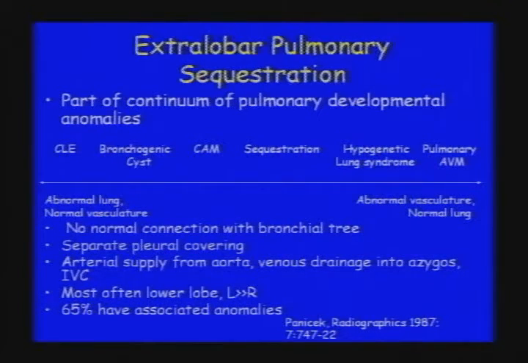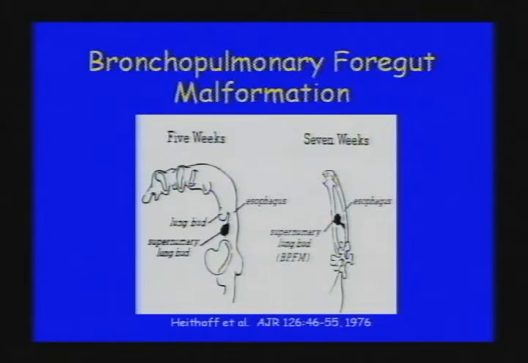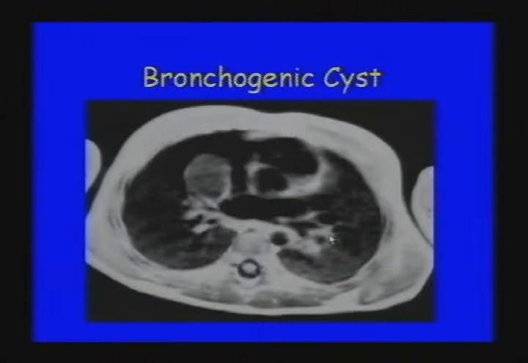They're most often in the left lower lobe, and they have associated abnormalities which can include congenital heart disease and diaphragmatic abnormalities. It's thought to be due to a supernumerary lung bud that buds off distal to the normal lung bud at between 5 and 7 weeks of gestation. Now, at 5 weeks, the esophagus and the trachea are still one tube, but by 7 weeks, they've divided into 2 tubes. So depending on when this occurs, you can end up with the whole spectrum of bronchopulmonary foregut malformations.